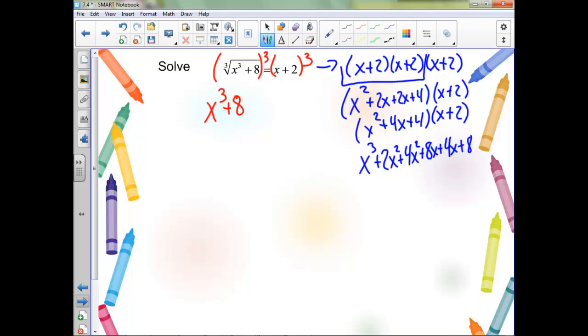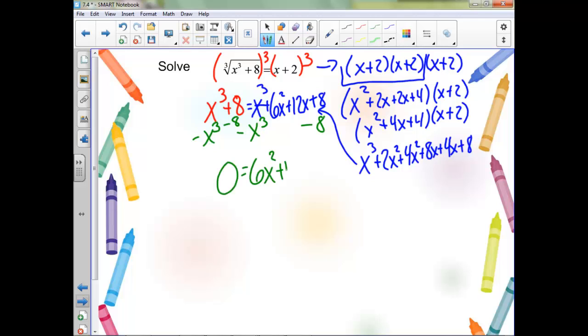And then when we combine all of our like terms, I'm going to go ahead and just put it on this side. We're going to have x cubed plus 6x squared plus 12x plus 8. Let's get everything to one side. Factor out our 6x.